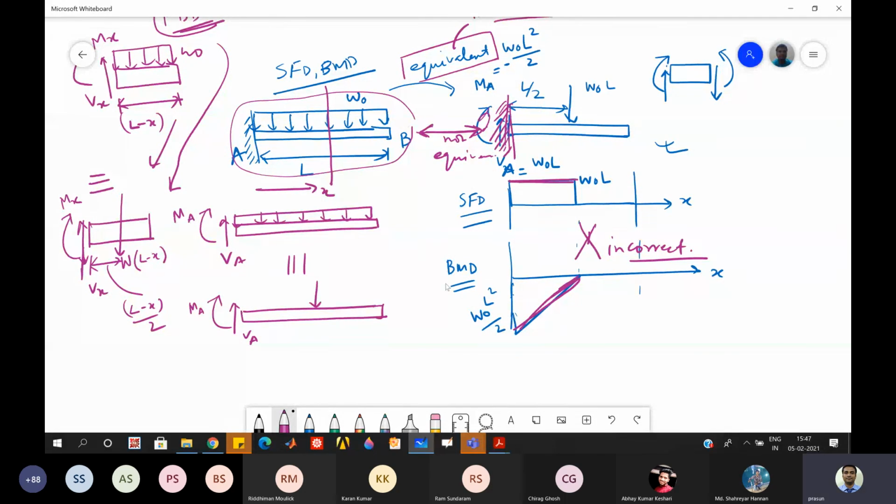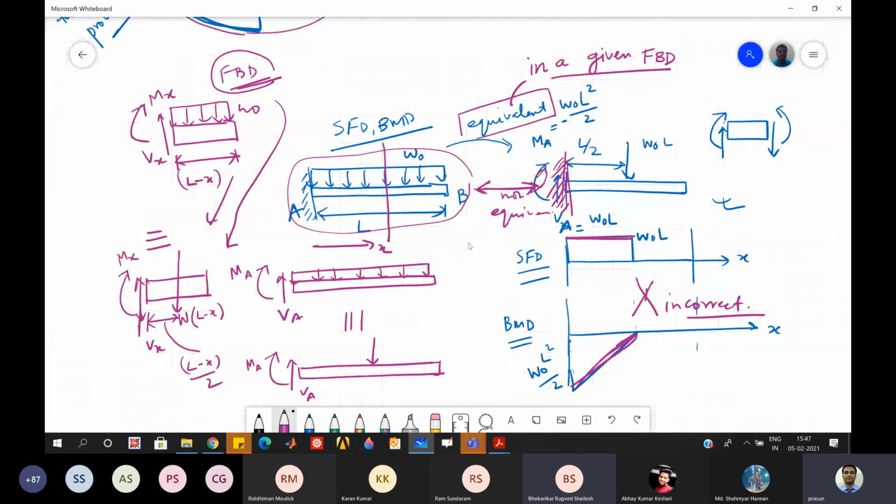All right, so now the class is open to take one or two questions. If you have some doubt regarding this SFD and BMD, please ask. Excuse me, sir. Yeah, go ahead. Sir, in this question where you said that it is not equivalent, sir, so equivalent can only be used to find the reactions, right? No, equivalent reactions means yes, these are internal reactions.